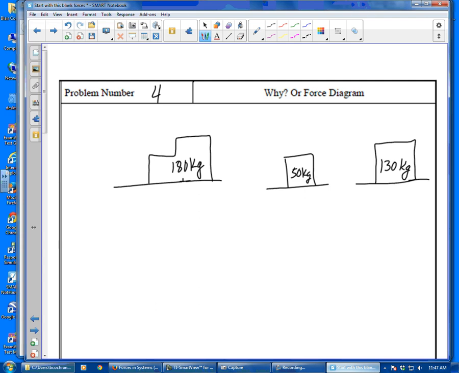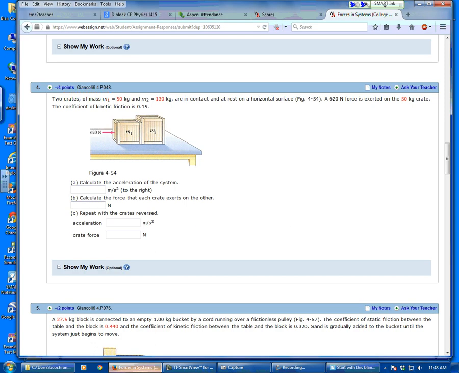I haven't put the weight yet, but I put the mass. Well, let's see, one of the boxes is 50, and the other is 130, so I combined them to be 180. All right? So I'd have the total weight down. I'd have a normal force up. I'm pushing with a force, and in my case, in all cases, it's 620 newtons.